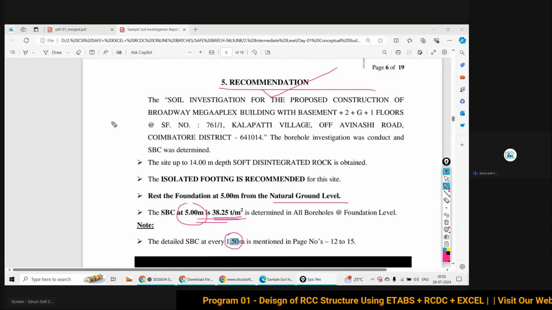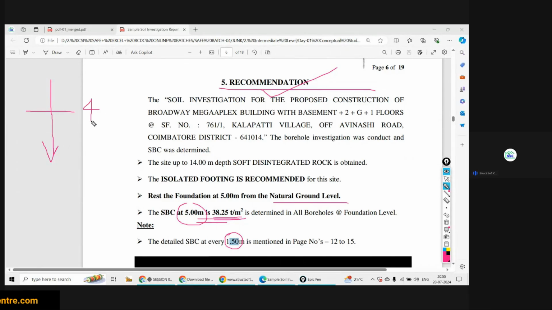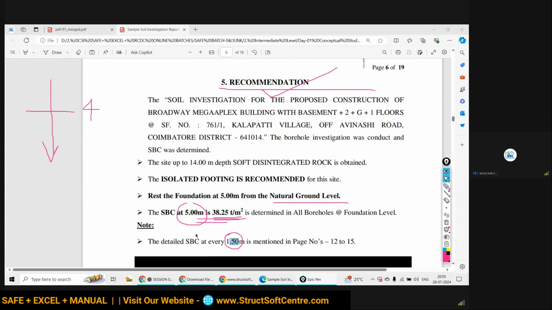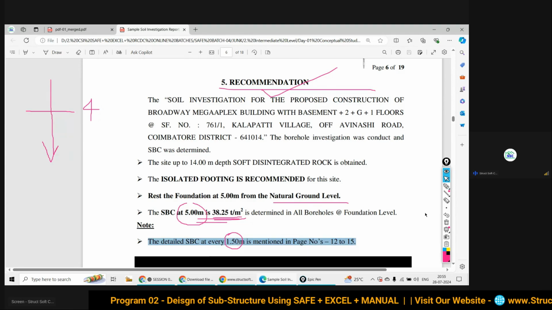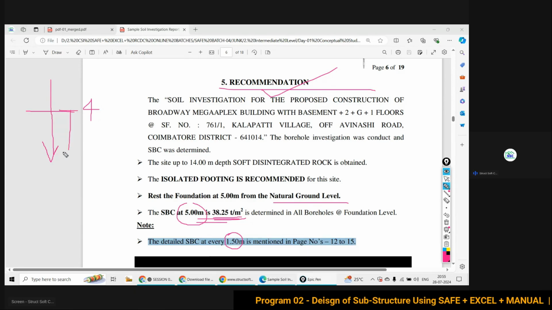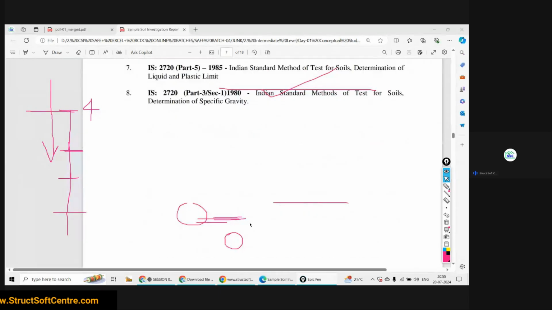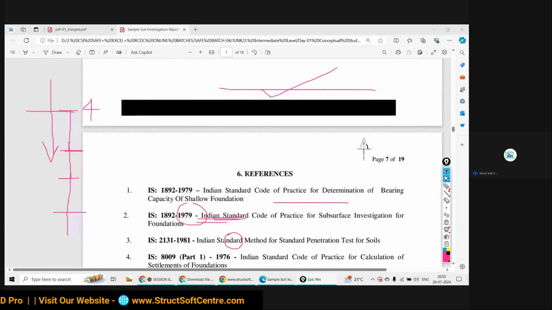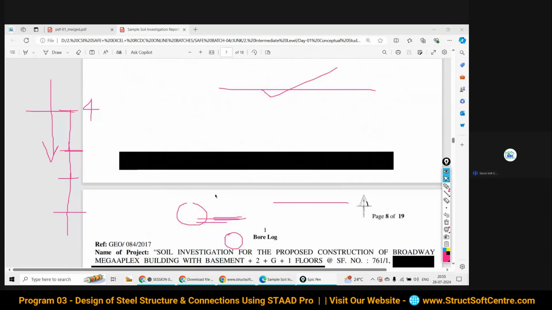And as is quite obvious, if you go deeper, the SBC is going to increase. But you may say, sir, I will put my foundation only at 4 meter depth, I am not willing to go to 5 meter. That is okay. What to do? Go to the detailed report, the detailed SBC at every 1.5 meter below the natural ground. They test at 1.5 meter, then 3 meter, then 4.5 meter, like that. I will see that report, the detailed calculation, references, and what codes they have followed. The Indian Standard codes they have followed are all given here.